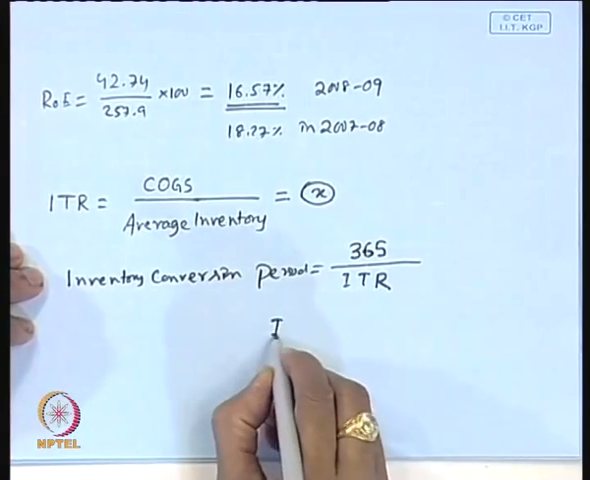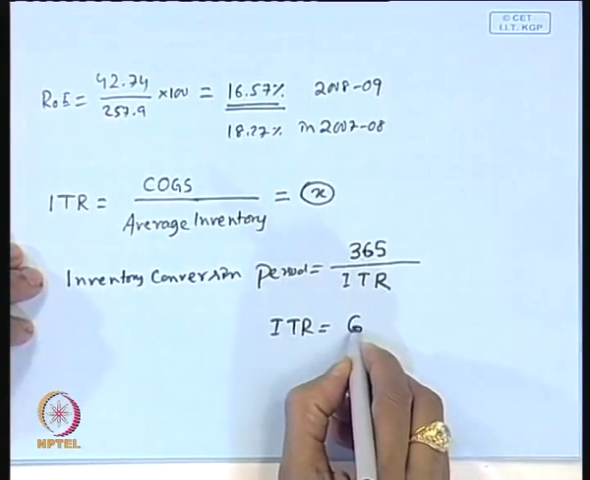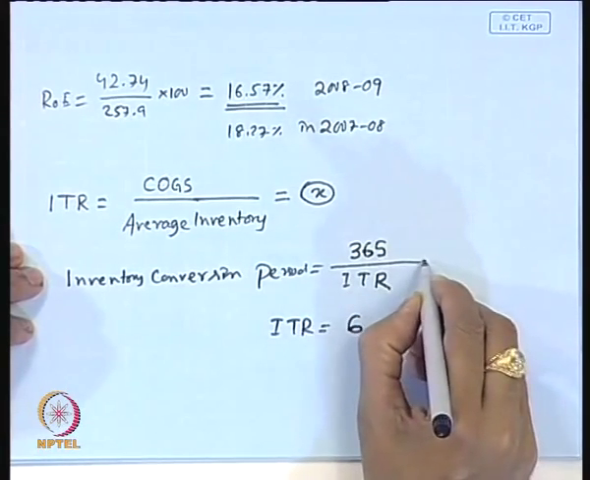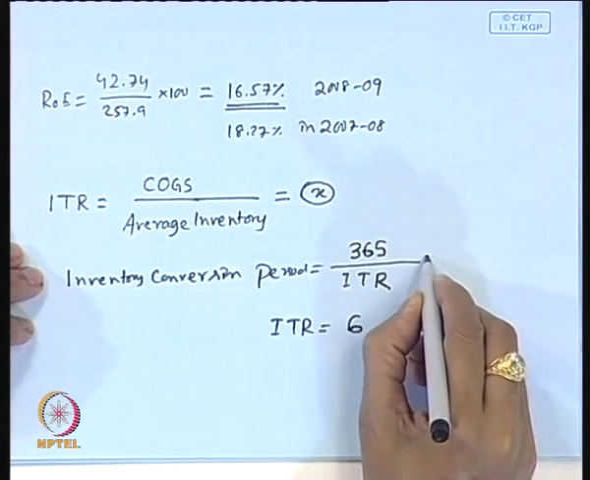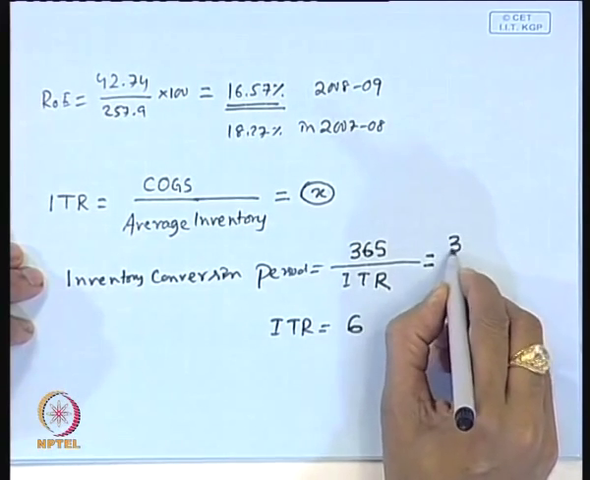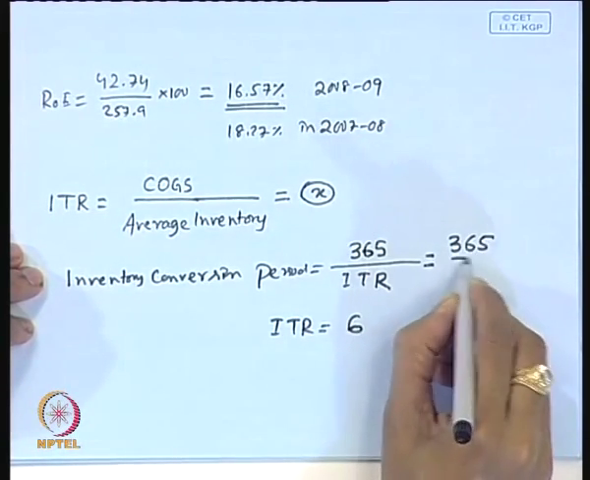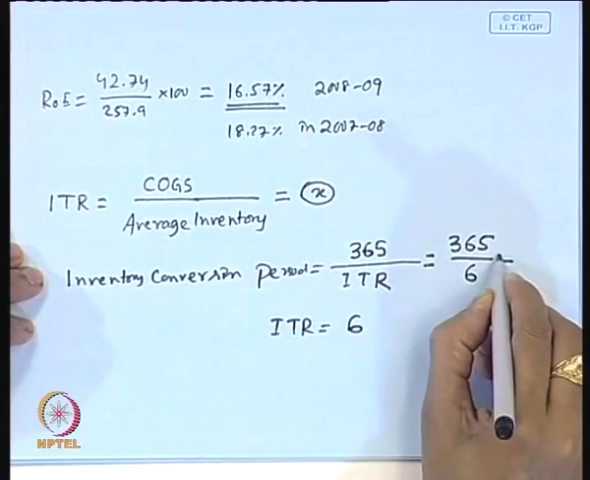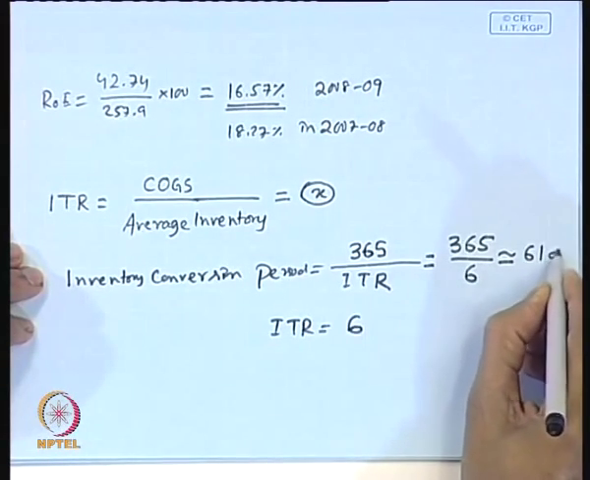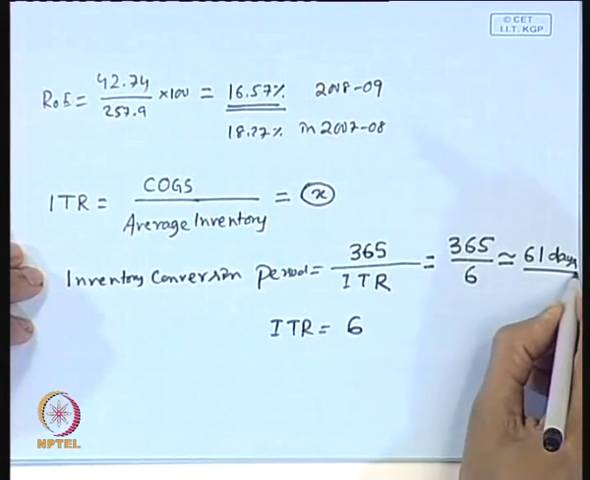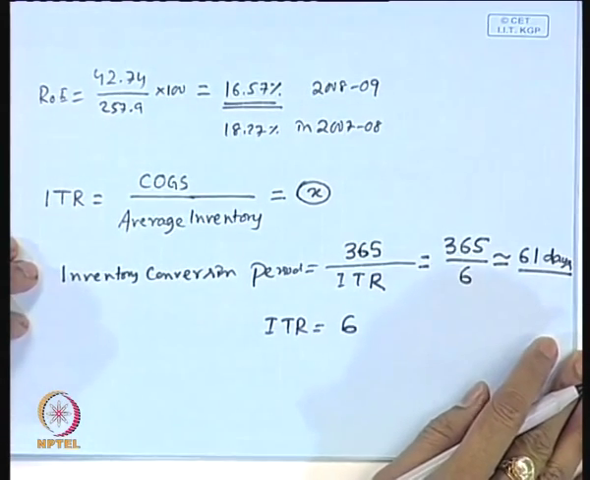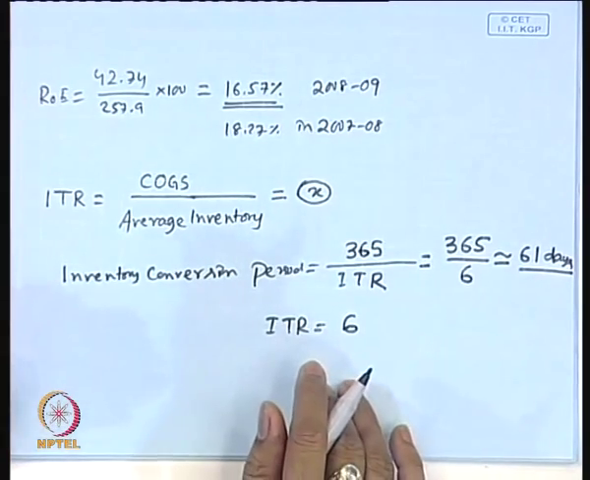So, if the ITR of a company is, let us say, 6, then the inventory conversion period will be 365 by 6, which is around 61 days. That means that if inventory is acquired on a certain day, it takes 61 days for the company to convert it into sales. So, in this case you can interpret that if this 61 days is less, then it is always better.